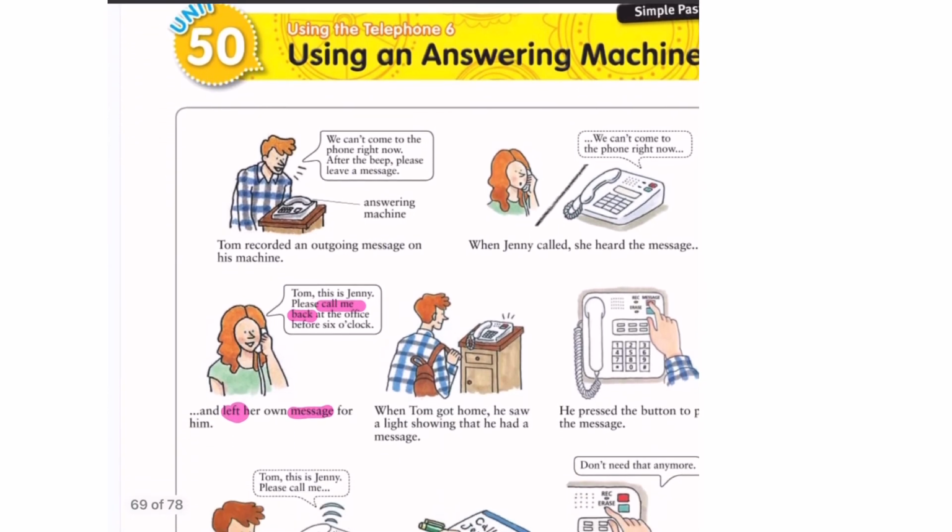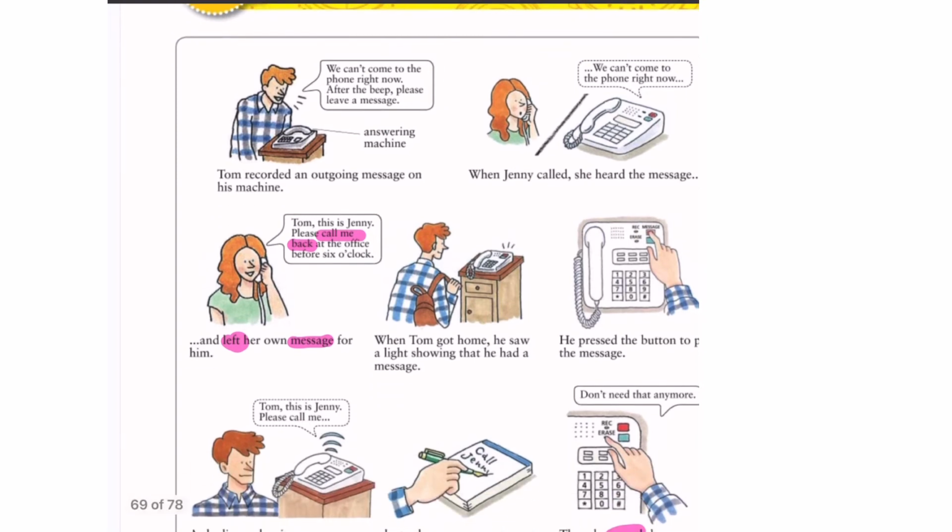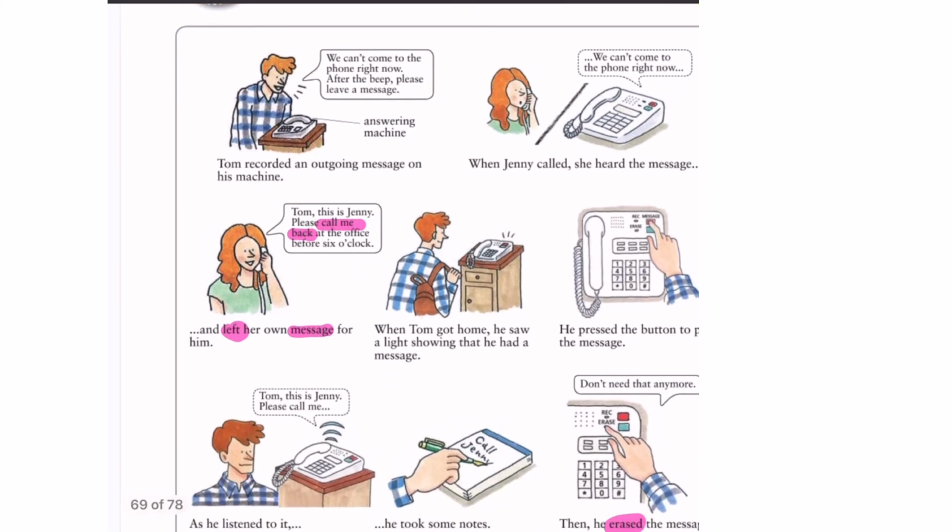Unit 50. Using the telephone 6. Using an answering machine. Tom recorded an outgoing message on his machine. "We can't come to the phone right now. After the beep, please leave a message." When Jenny called, she heard the message "We can't come to the phone right now."